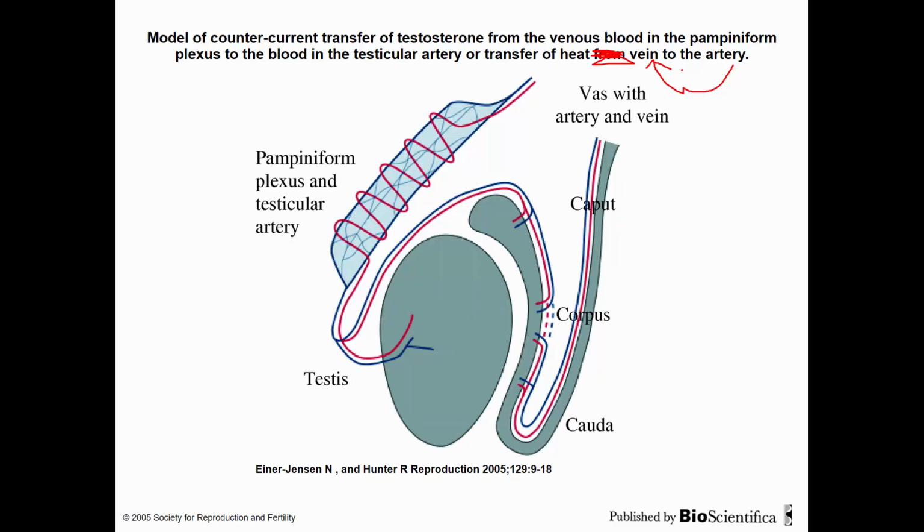But warm blood from the artery then goes straight to the vein, and then the heat is carried back to the body. Now, why is that a good thing? It means the testes is, say, 3 or 4 degrees cooler than body temperature. And that just so happens to be an optimal temperature for good development of sperm. If the testes are too warm, and that can be because of tight clothing or things like that, that can interfere with sperm production.